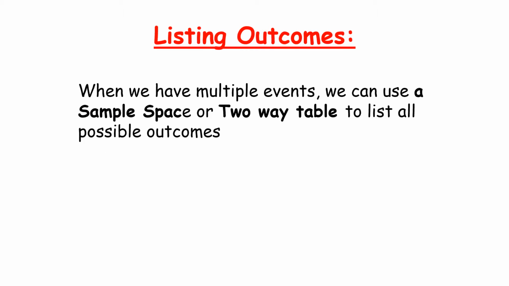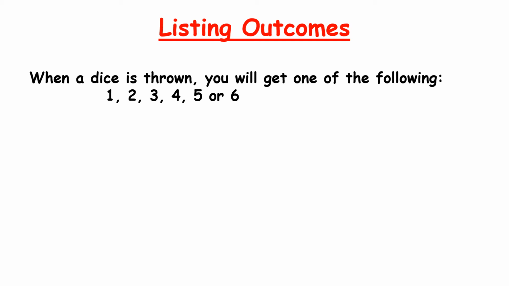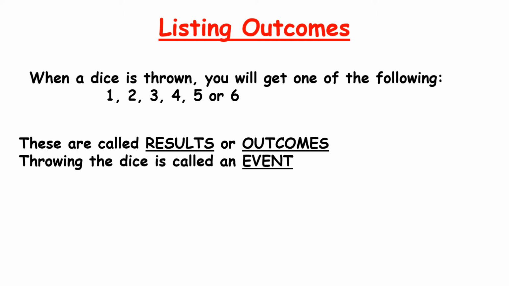So listing outcomes, when we have multiple events, we can use a sample space or two-way table to list all the possible outcomes. So imagine I ask you about throwing a dice. When we throw a dice, the numbers could be 1, 2, 3, 4, 5, or 6. Each of these is called a result or an outcome. The actual throwing of the dice is called an event. So in probability, there are events, and each event will have multiple outcomes, and we will be asked about the probability of each of the outcomes.